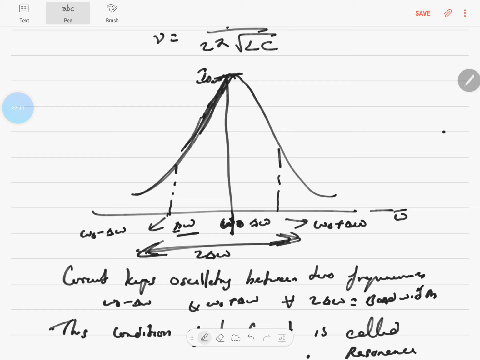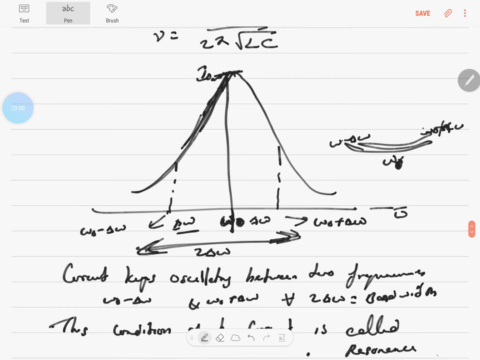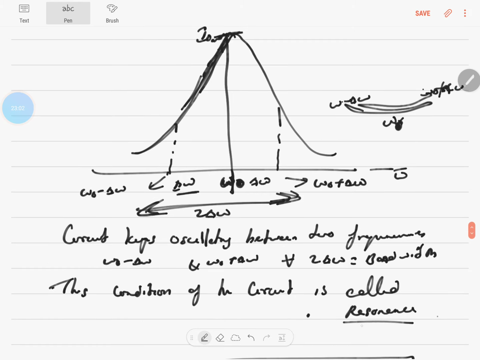That's called the bandwidth. Omega naught is the resonance frequency, they call it omega R also. The circuit keeps oscillating to and fro between two frequencies, omega naught minus delta omega and omega naught plus delta omega. And such a condition in a circuit is what is called resonance of a circuit.